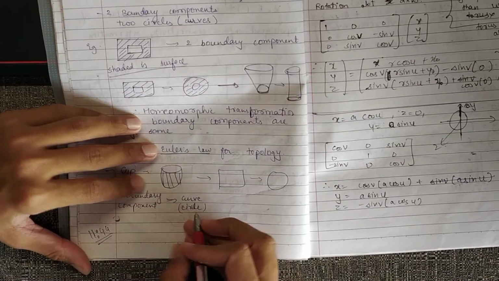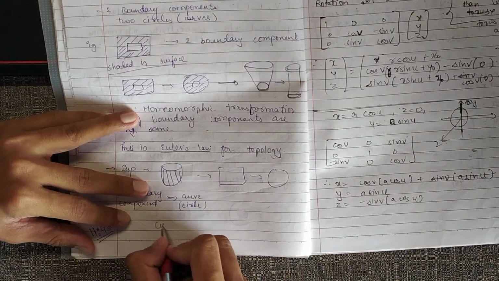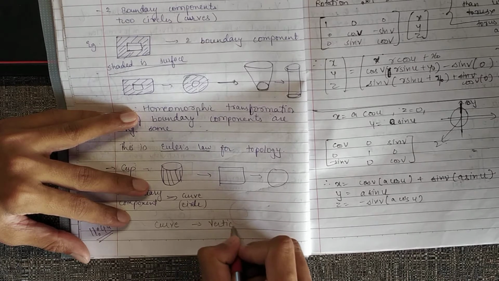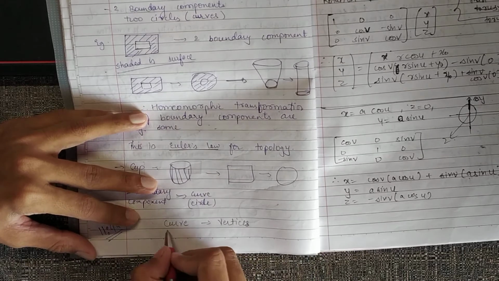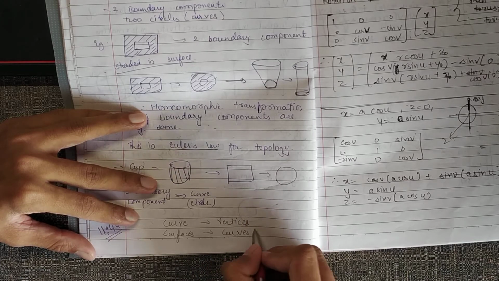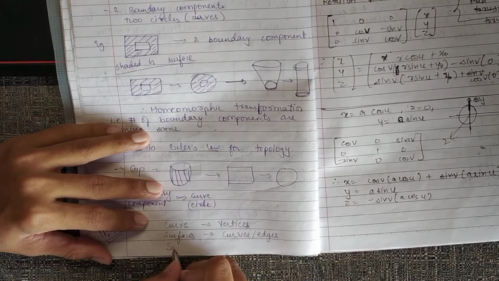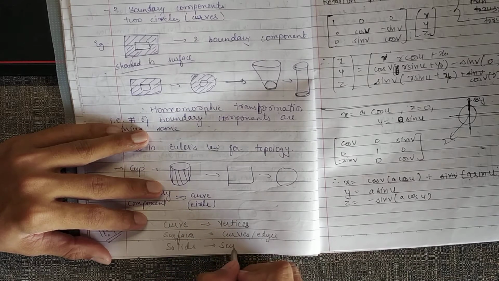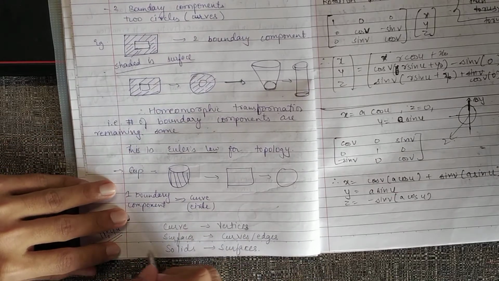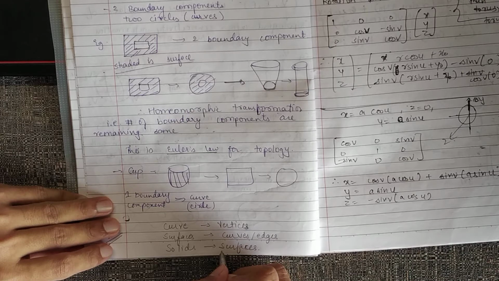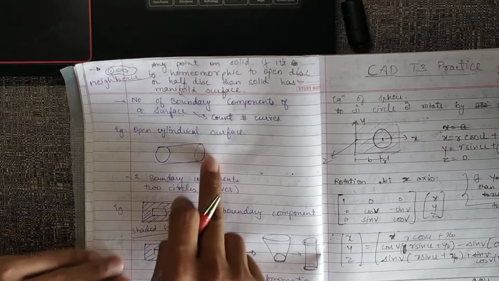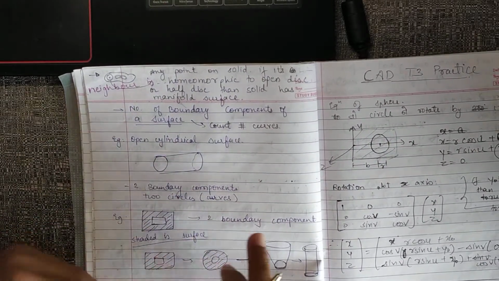When we define a curve, the boundary components are the end points and the start points. So vertices are the boundary components. For surfaces, curves or edges are the boundary components. And for solids, surfaces are the boundary components. So for a 3D solid, we need to count boundary components as the surfaces. For 2D solids, that are surfaces, we need to count the curves as the boundary components. So if these are 2D solids, then the boundary components would be 2.